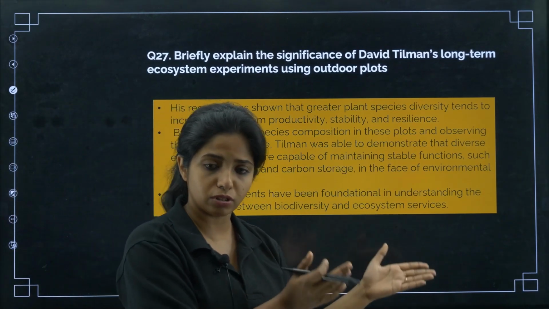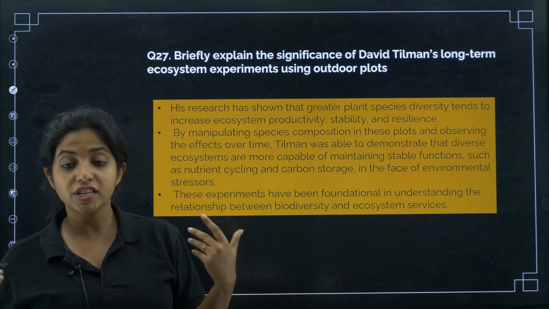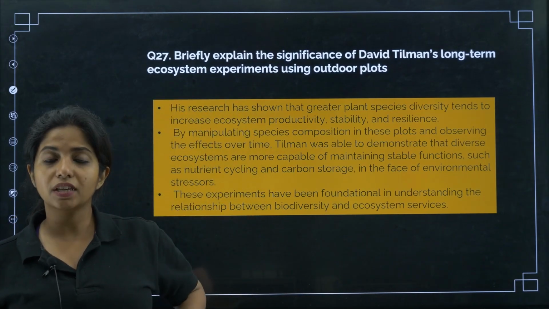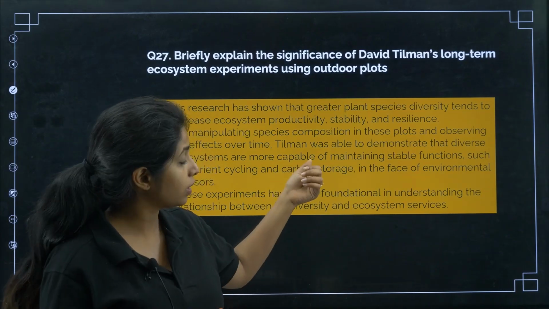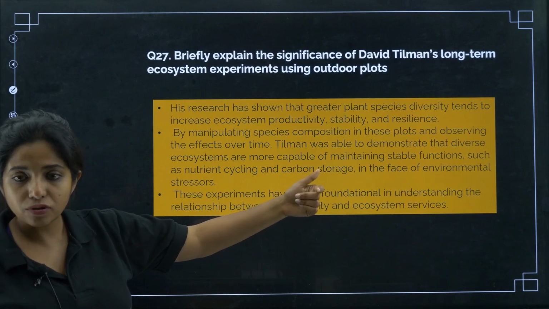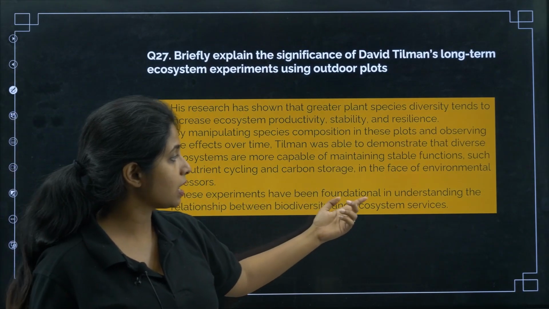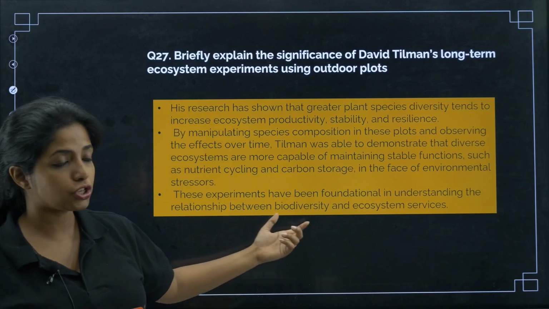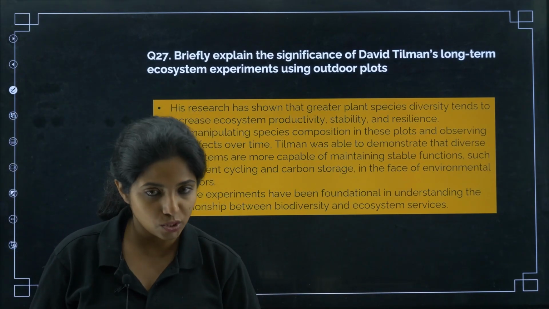By manipulating species composition in these plots and observing the effect over time, Tilman was able to demonstrate that diverse ecosystems are more capable. So, he tried putting out certain species. He tried inserting some other species. He saw what change it makes. So he saw that basically the ecosystem which had more diversity were capable of maintaining stable functions such as nutrient cycling and carbon storage in the face of environmental stresses as well. These experiments have been foundational in understanding the relationship between biodiversity and the ecosystem services as well.